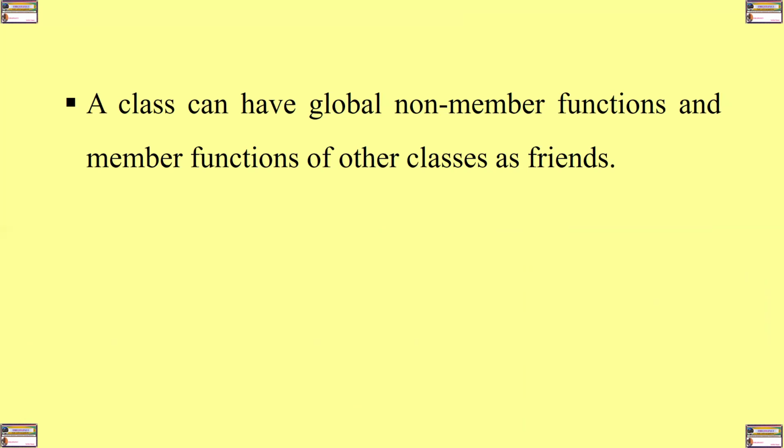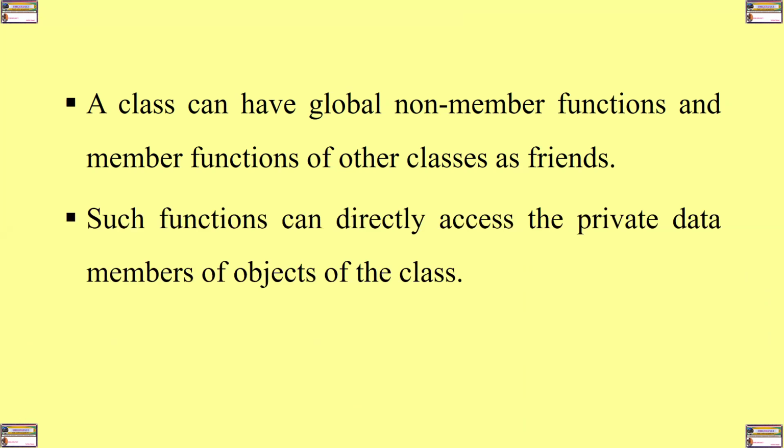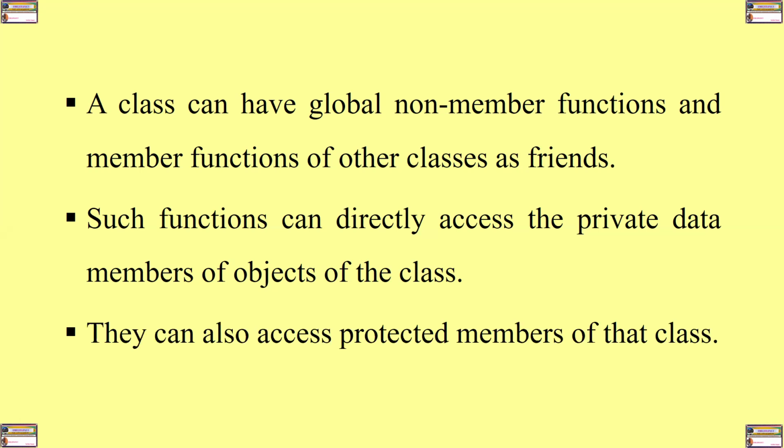A class can have global non-member functions and the member functions of other classes as friends. Such functions can directly access the private data members of objects of the class. In other words, if you have made a function a friend of a certain class, then that function can access the data members of that class. They can also access protected members of that class.